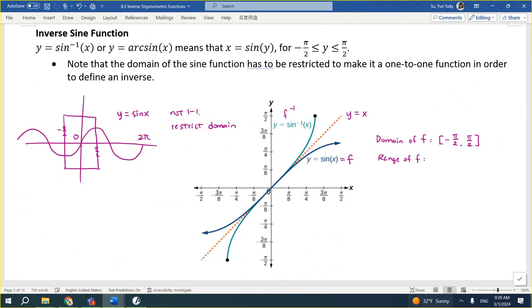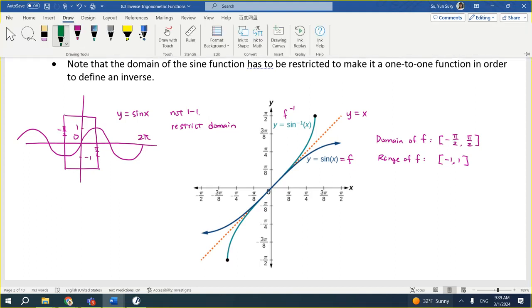And the range of the sine, look at the sine. It goes from where to where? The y value. Negative 1 to 1. Right, everybody? That's the domain and range.